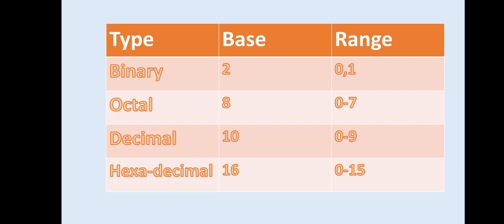Then decimal number has base 10, which means it ranges from 0 to 9, which means the combination of numbers from 0 to 9, that is 0, 1, 2, 3, 4, 5, 6, 7, 8, 9, can be used in order to write a decimal number. Then last is hexadecimal number, which has base 16, which means we can have a total of 16 digits to write a hexadecimal number, or a combination of 16 digits ranging from 0 to 15 to make a hexadecimal number.